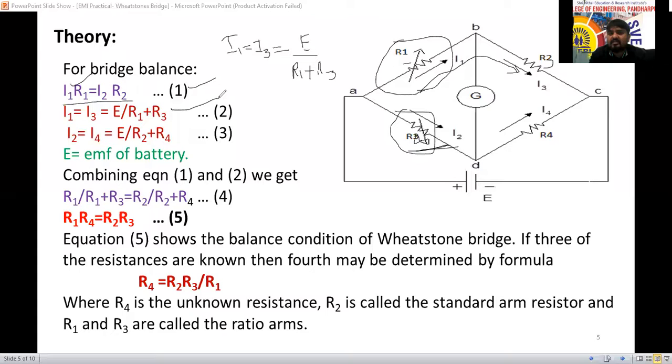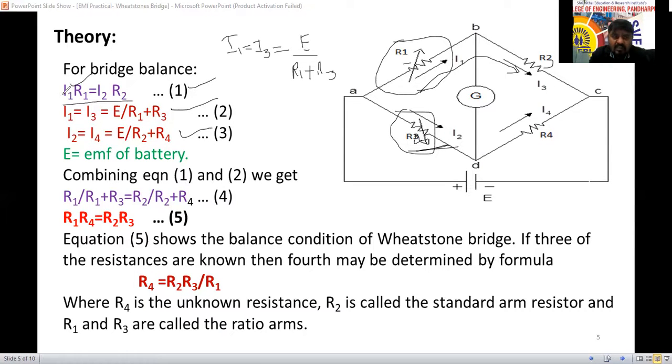This one I will consider as equation number 2. Next, similarly, I2 equals I4 equals E divided by R2 plus R4. That one I have considered as equation number 3. So here equation numbers 1, 2, 3, three equations we have obtained. E is nothing but the battery supply or EMF of the battery.